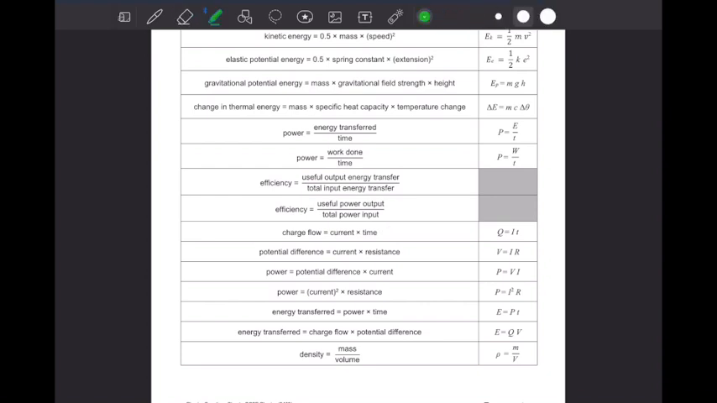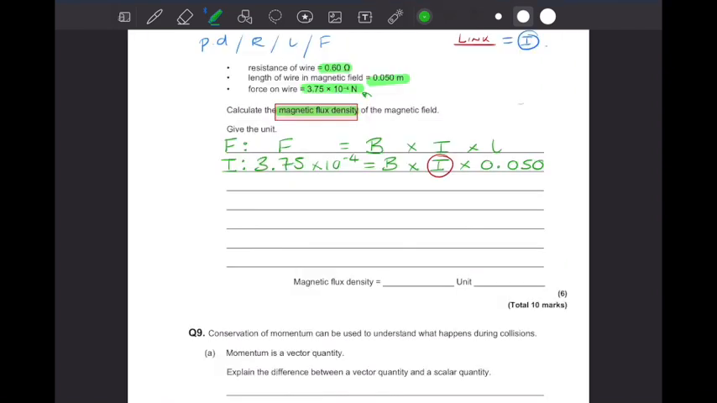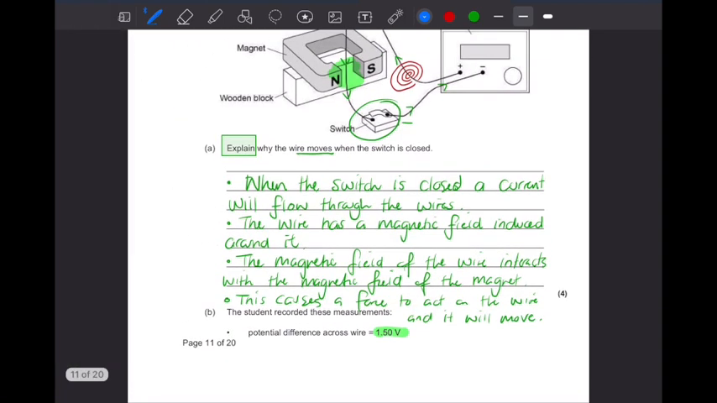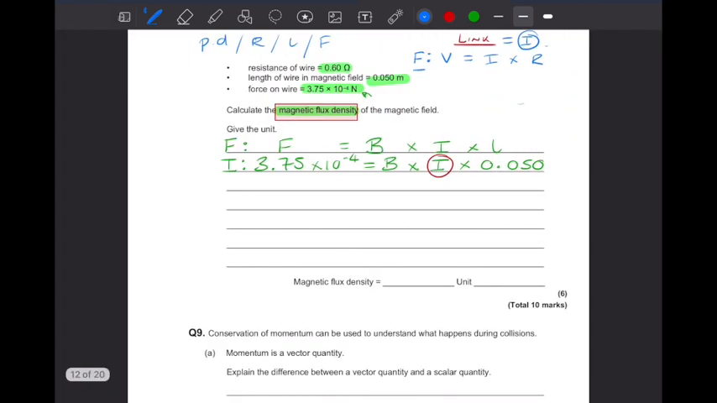What about the one below it? Current, resistance, potential difference. V equals IR. I do have those things, so I'm going to use V equals IR. So, my linked equation. I said I'm going to do it in blue. V, the formula, equals I times R. The potential difference I do know. It was given here, 1.50. So input these values.